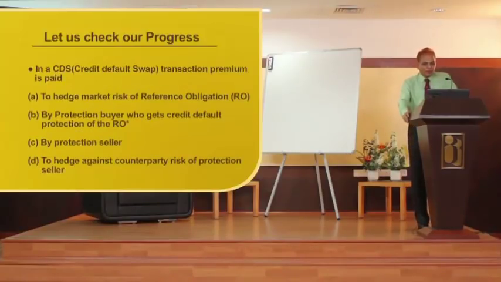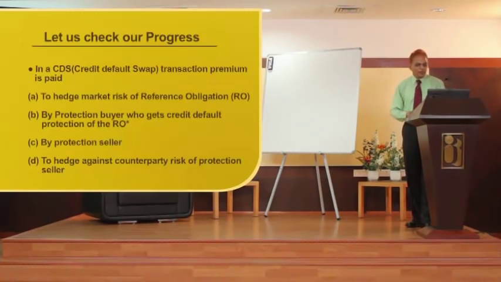In a CDS, credit default swap transaction, premium is paid to hedge market risk of reference obligation by protection buyer who gets credit default protection of the reference obligation, by protection seller to hedge against the counterparty risk of protection seller. We know that in a credit default swap, the premium is paid by the protection buyer to the protection seller who gets the credit default protection for the reference obligation. So B is the correct answer.